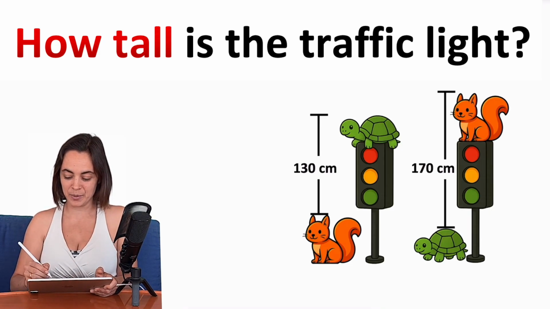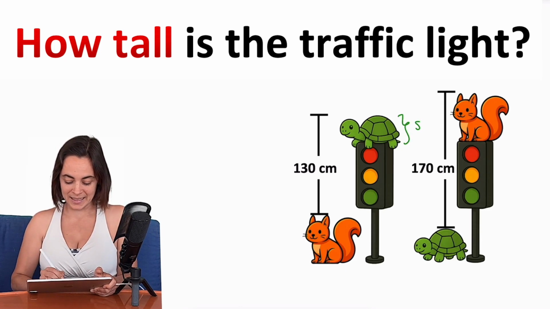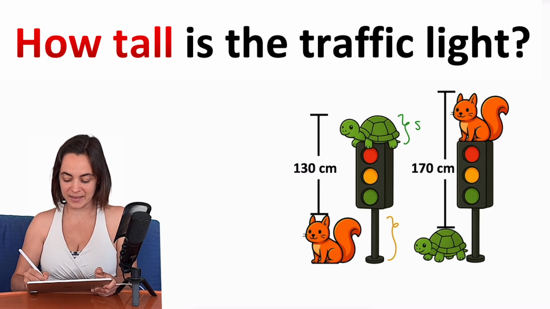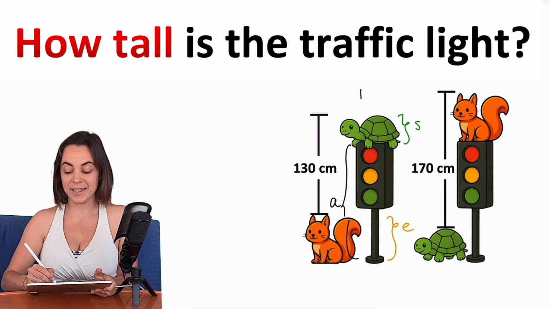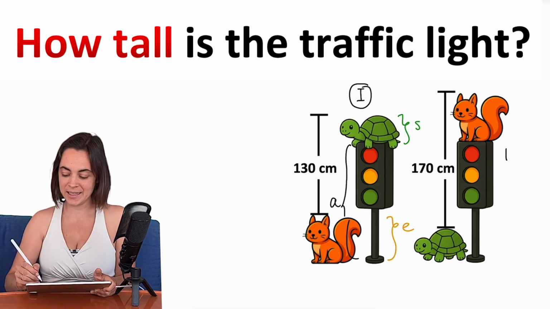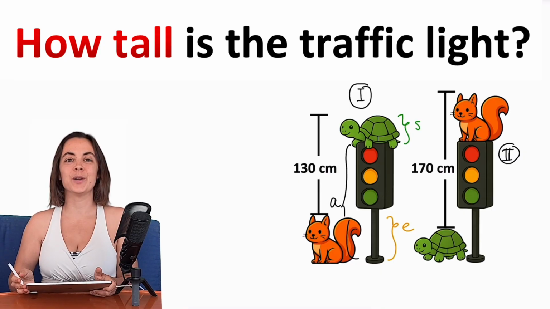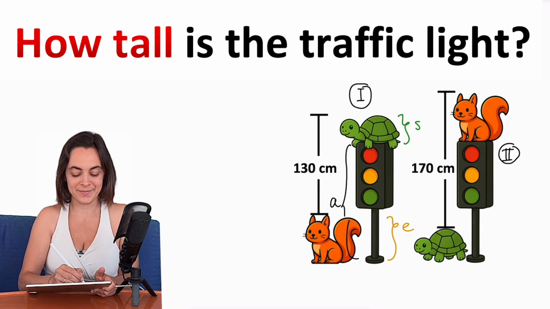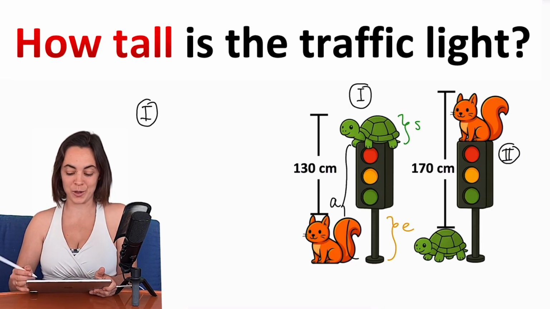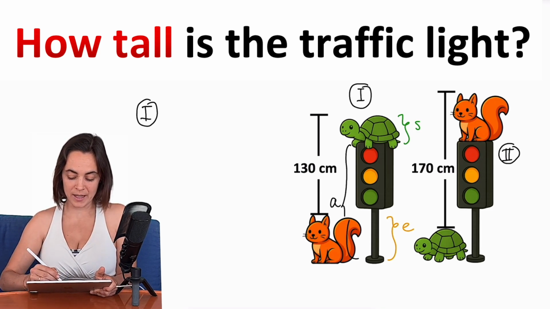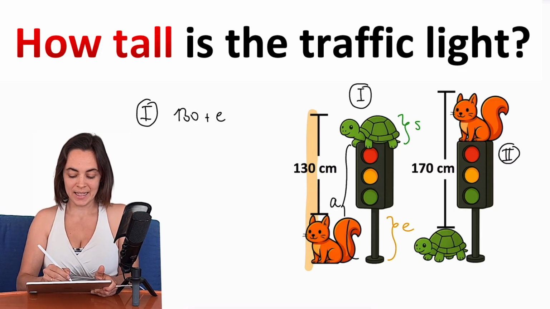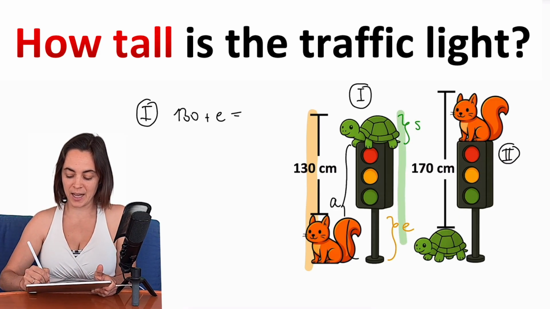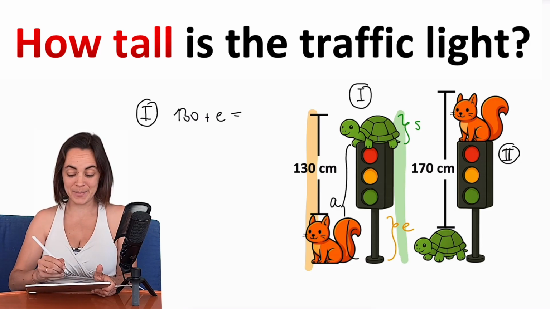Let's first label the turtle here with an S, the squirrel here with an E, and the thing we actually want to find out, the height of the traffic light, we'll label that with an A. And then we can, in a truly mathematical way, convert picture 1 and picture 2 into equations. Specifically, from Roman numeral 1, we're going to derive that 130 plus the squirrel, so 130 plus E, is the same as the turtle plus the height of the traffic light, so S plus A.